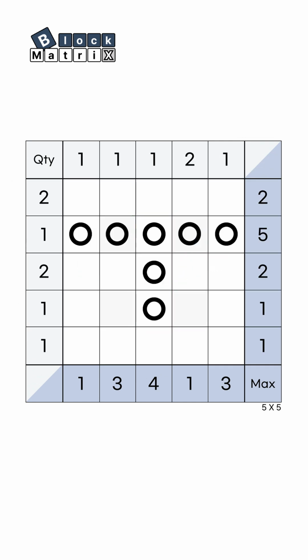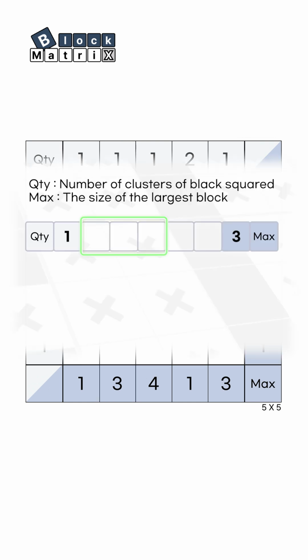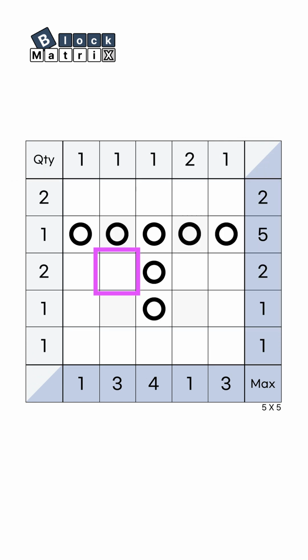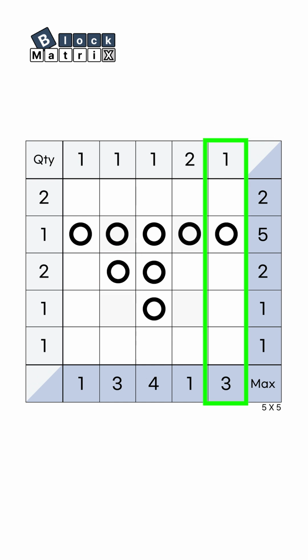Step 3. Next, let's look at the column with a max value of 3. Since the quantity is 1, there are 3 possible patterns. There is one cell that overlaps in all 3 cases. Therefore, that cell is definitely O. The same rule applies to the 5th column as well.